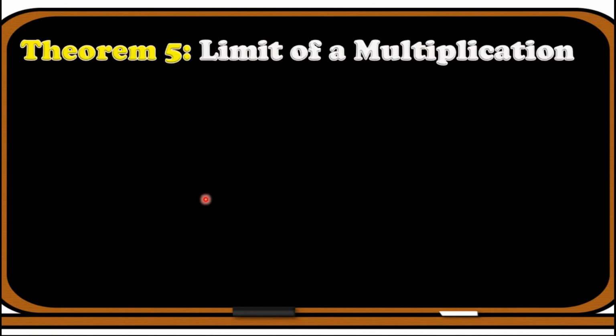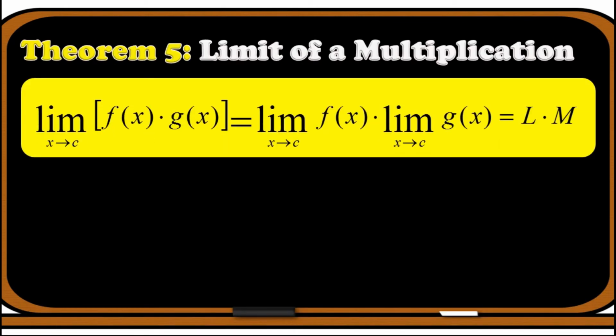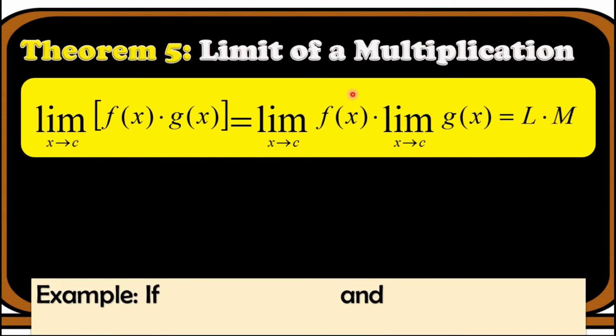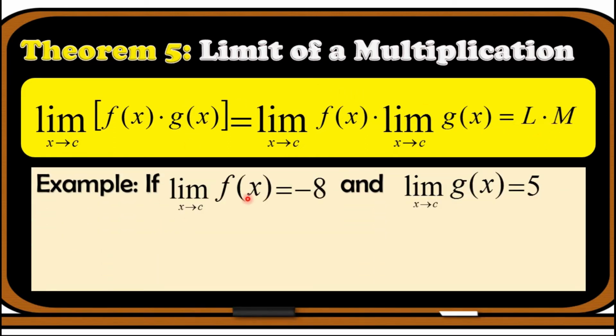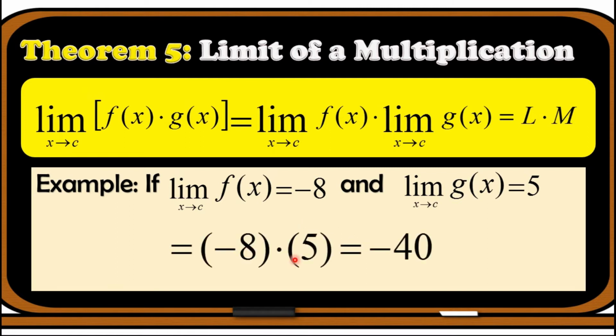Theorem number 5, limit of a multiplication. This is similar to the addition or subtraction theorem. We will just simply replace the symbol with a multiplication symbol, the times symbol. So we'll just simply get the limit of each function, then we multiply. Here is the example. If the limit of the function f of x is negative 8 as x approaches c, and the limit of g of x as x approaches c is equal to 5, if we are asked to find the product, we will just simply multiply the limits and then the answer is negative 40.